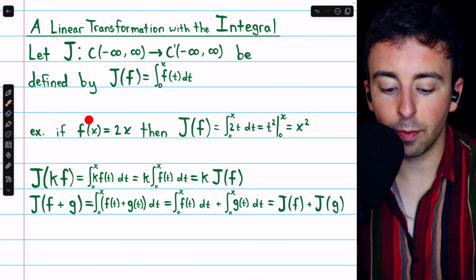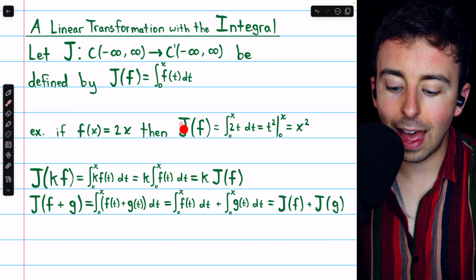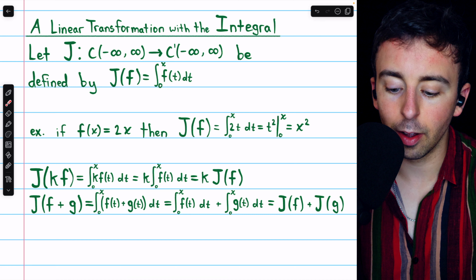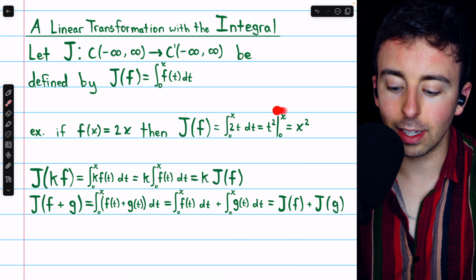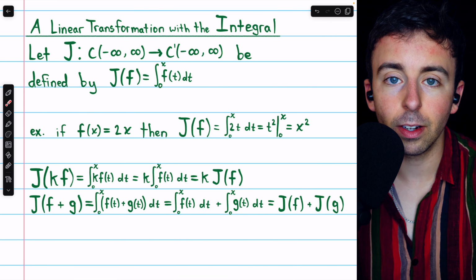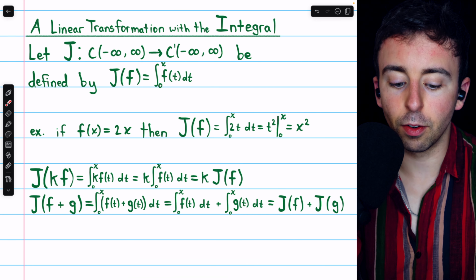For example, if our input function f is 2x, then J of f is going to be the integral of 2t dt from 0 to x. Performing the integration as usual, this is x squared. So our mapping J maps 2x to x squared. This is clearly a linear transformation by familiar properties of integrals.